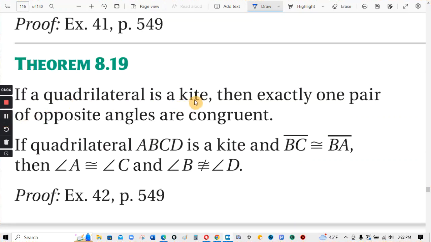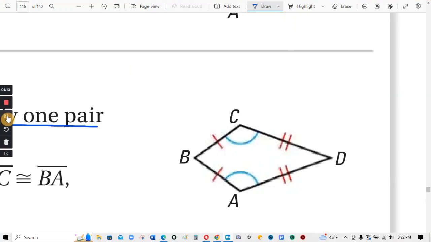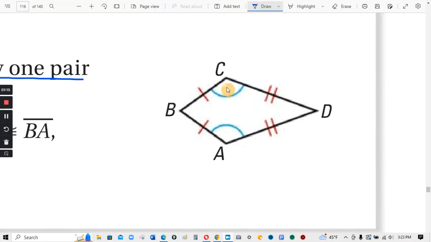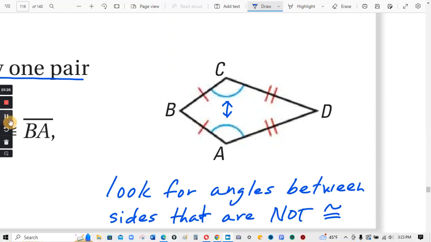If a quadrilateral is a kite, then exactly one pair of opposite angles are congruent. So you want to look at the angles that are in between the sides that are not congruent. Okay, and those two angles are going to be congruent. So this angle here and that angle there are the same measurement.